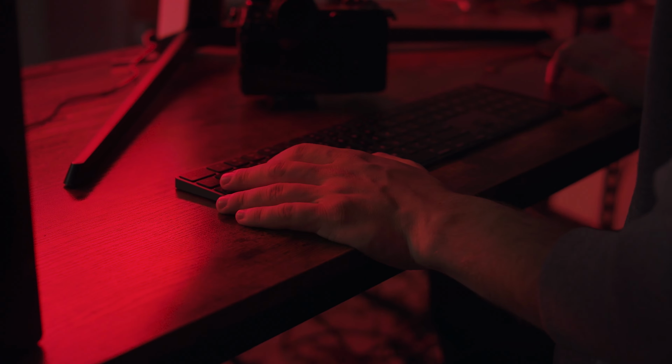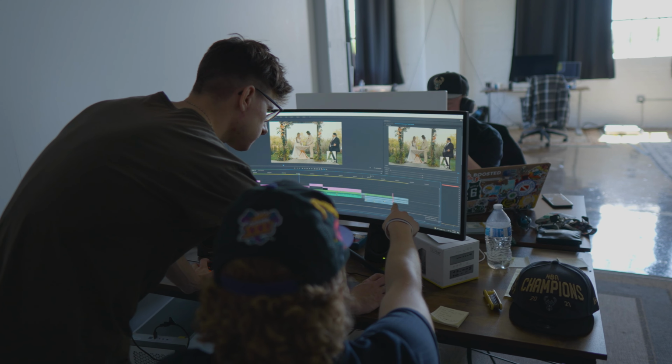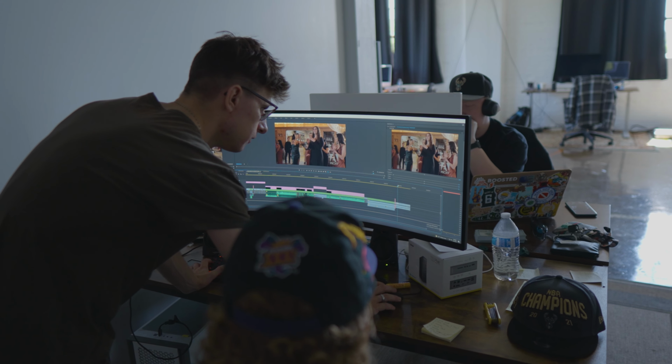So to summarize, these are the storage solutions that we use. Whether you're working by yourself or you're working with a team, we know these solutions work. And we hope that you can implement these storage solutions in your own line of work.